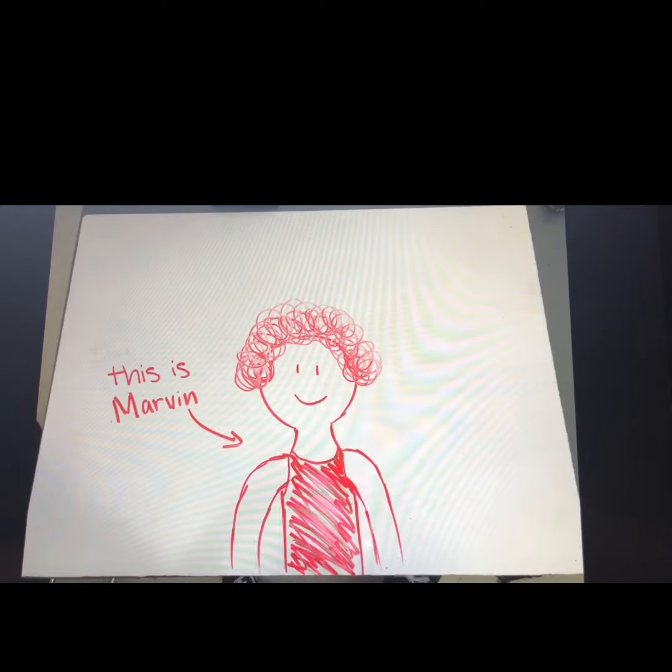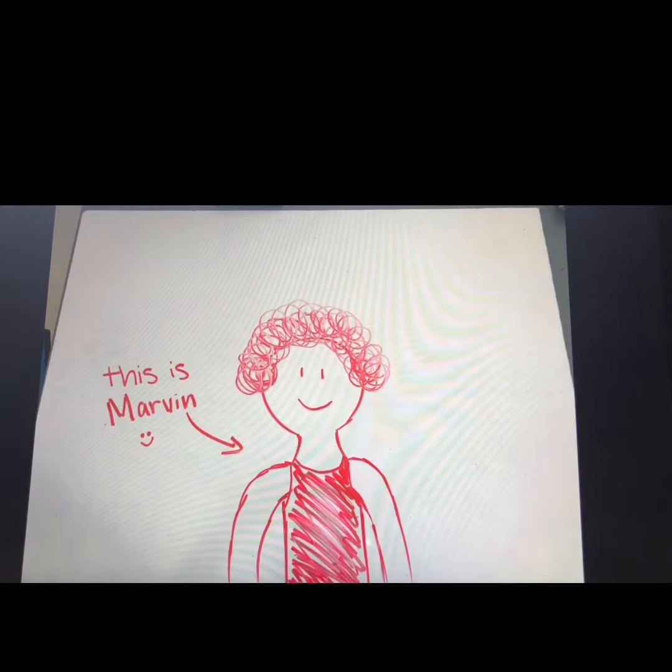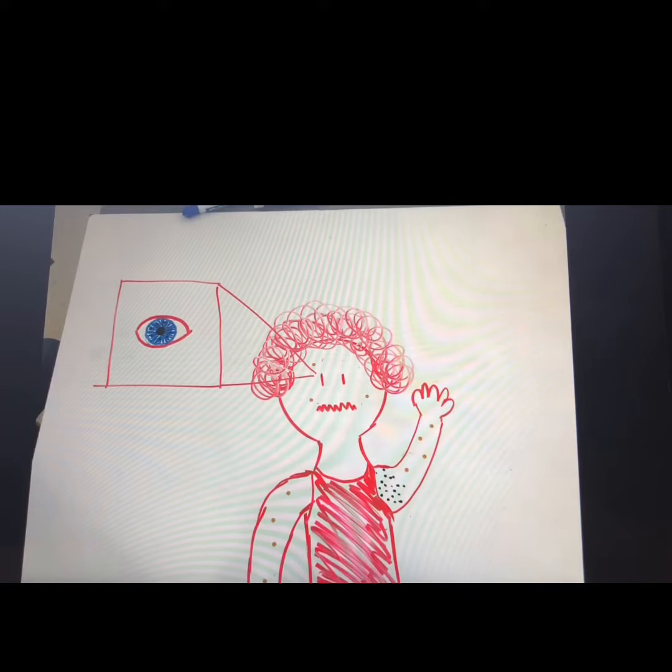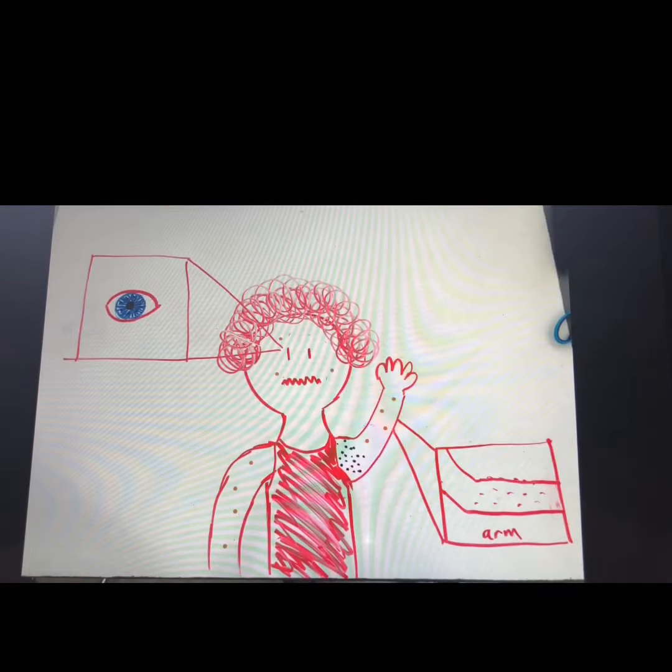This is Marvin. Marvin is a kid diagnosed with neurofibromatosis. His symptoms will start with flat, light brown spots on the skin. He will then get freckling in the armpits or groin area. Next, he will get tiny bumps on the iris of the eye and small, soft bumps under the skin.